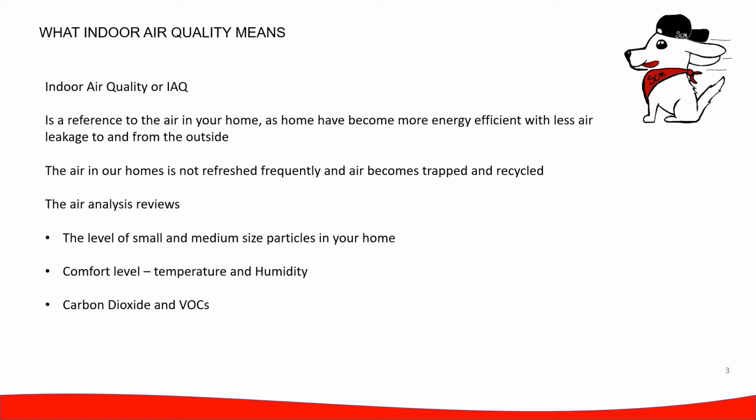What the air analysis does, in particular, is review the particle sizes inside the air. It looks at the comfort levels, so the temperature and the humidity, values that you can get off a lot of thermostats these days, but it looks at that in relation to the comfort zone. And then it looks at some of the gases in the air, in particular carbon dioxide and VOCs, or volatile organic compounds, that are inside our homes.